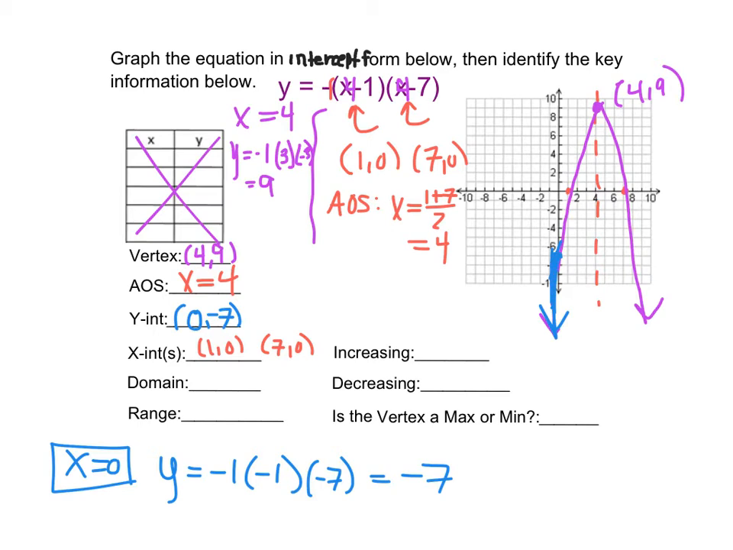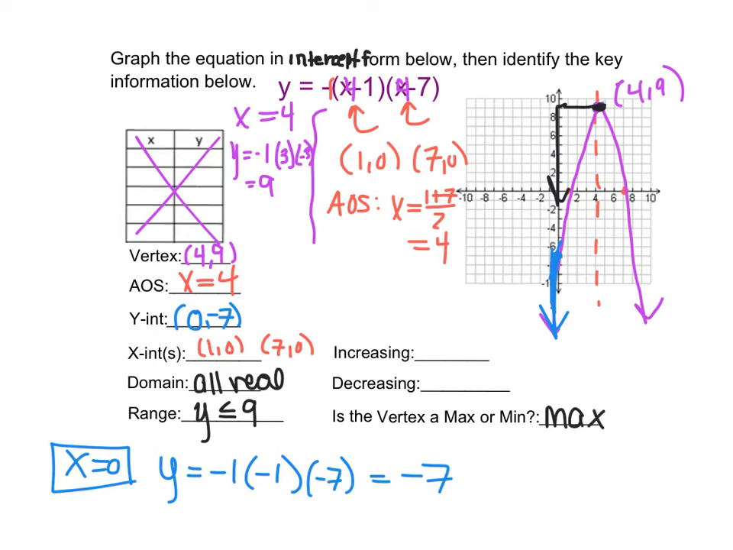Then from here, we're going to find our domain and range, and my graph is going forever to the right and forever to the left, so I know my domain is all real numbers. I then know that my range starts at 9 and goes down, so that's y is less than or equal to 9. I can also see that my vertex is a maximum point because it is the highest point on that particular graph.